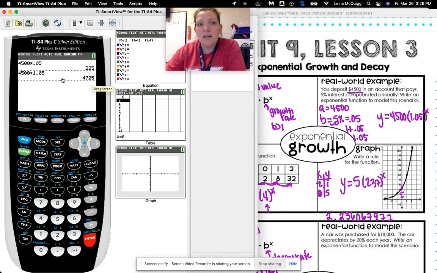4,725. So what this did was it took my $4,500 that I started with and it added that $225, which is just the interest I'm earning. Okay, but it added it together, and now it's telling me I'm going to have $4,725 in my bank account after day one. I've gained that much money on the first day. Okay, so this is how we want to write the equations. Again, I can't have a B value for growth that's less than 1. So I had to add that 1 to it to give me growth.